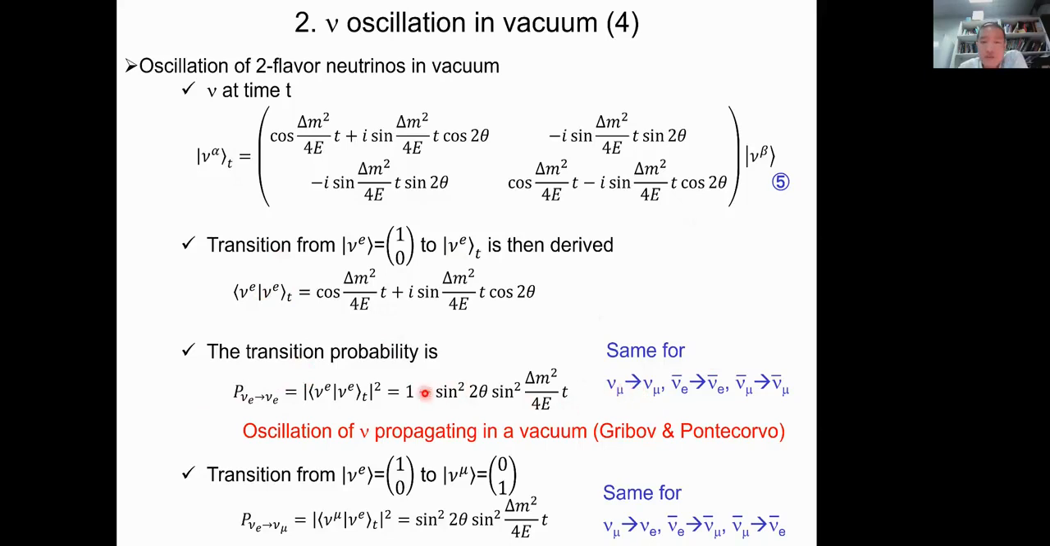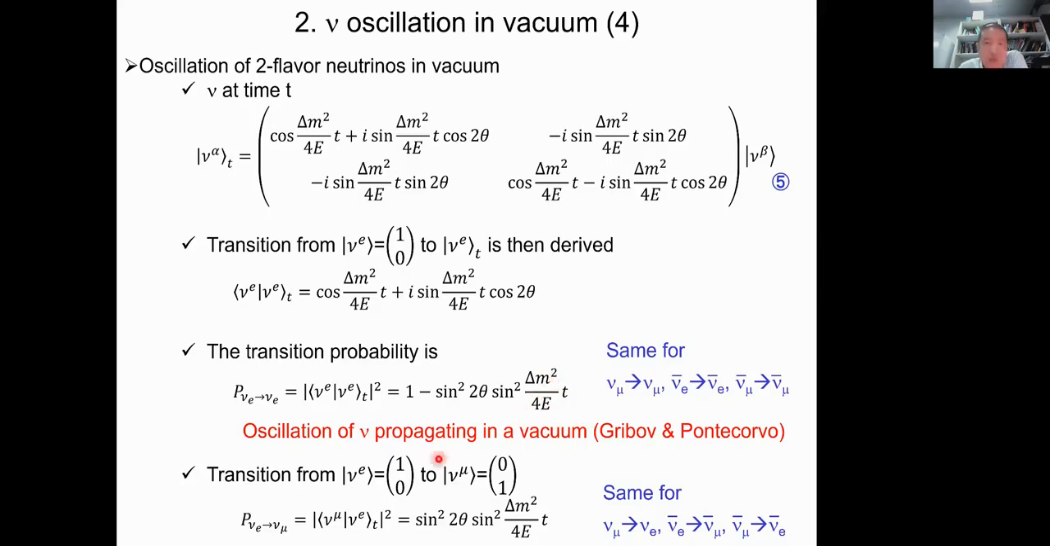As this equation shows, neutrino oscillation occurs in a vacuum. Neutrino oscillation means the oscillation of this flavor change probability, or the survival probability, as a function of time.